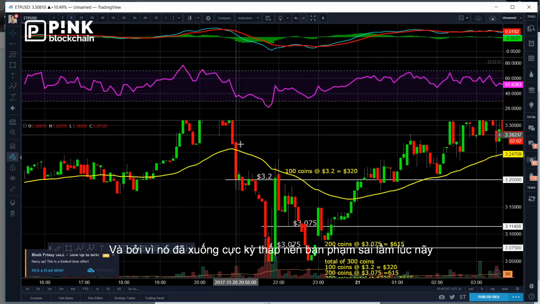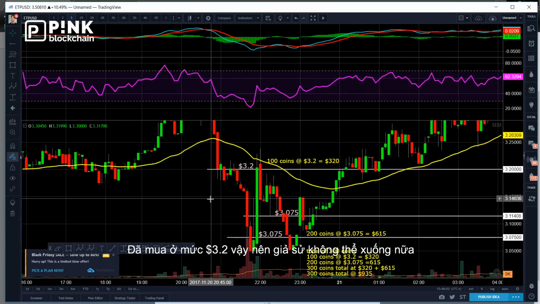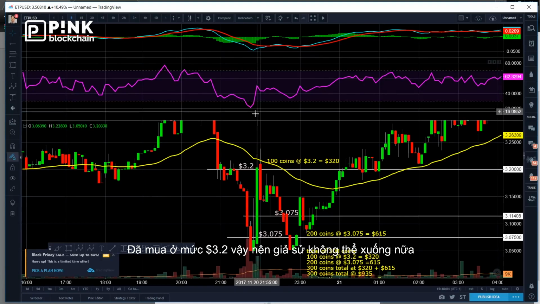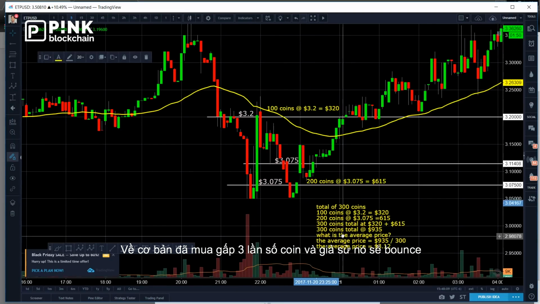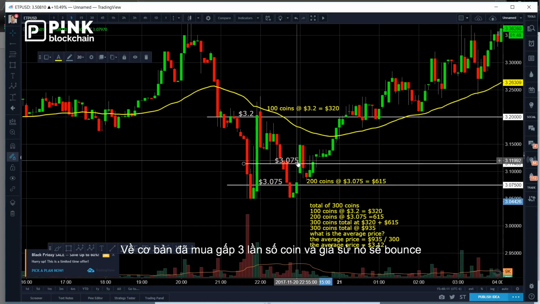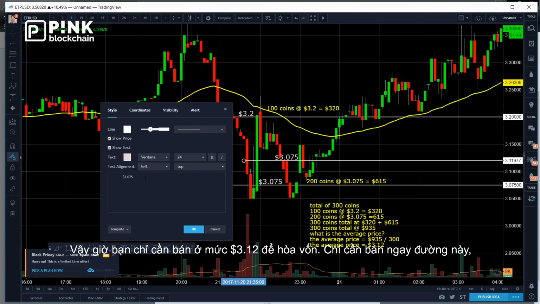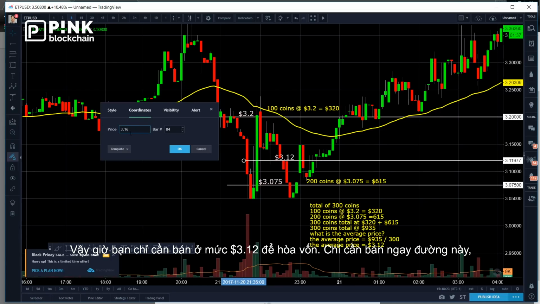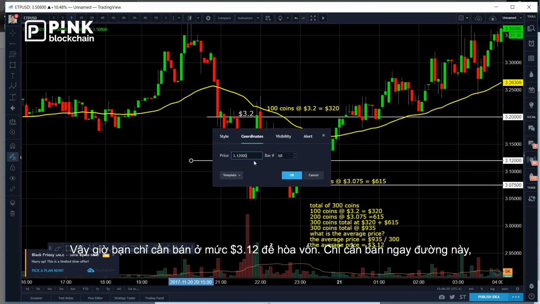So because it was already low and you made a mistake and you bought it at 3.2 and it went even lower, now you're gonna assume, oh, the 5-minute RSI is way too low. It can't possibly go that much lower. So you're basically gonna triple up on the amount of coins you have. You buy more with the underlying assumption that it's gonna bounce, okay? And now you only need to sell it at $3.12 to break even, right? So now you only need to sell it right here on this baseline.